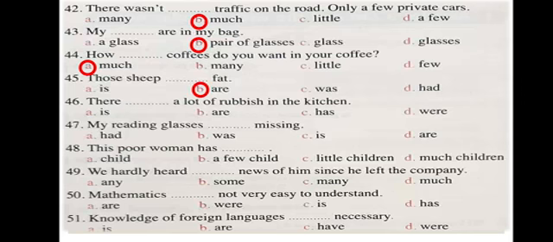45. Those sheep are fat. طبعا مادام قال those يبقى sheep هنا جمع. 46. There a lot of rubbish in the kitchen. Is أو are أو has أو were. المفروض هنا there is a lot of rubbish. 47. My reading glasses missing. Reading glasses دي جمع يبقى المفروض تبقى are missing.